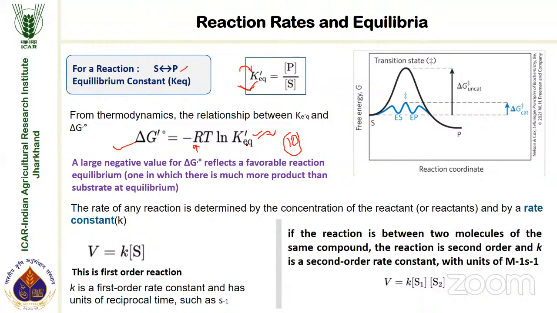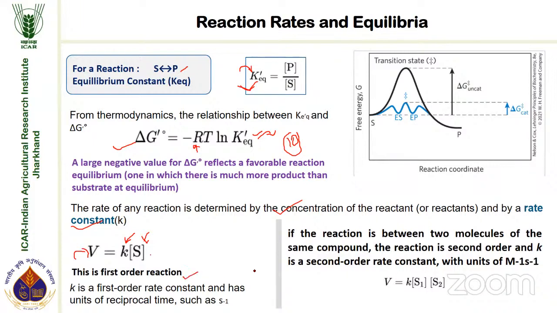So the rate of any reaction is determined by the concentration of reactant and by the rate constant. The same principle applies in enzymes also. The velocity of any reaction, here rate is given as V, is determined by the rate constant K and the substrate. If there is a single substrate, S, converted into P, then it is a first order reaction.